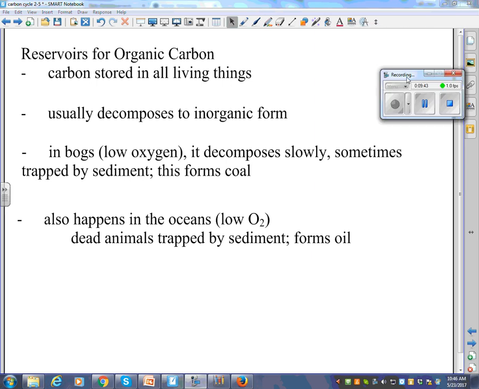Okay, so carbon is stored in all living things, and usually decomposes into inorganic form in bogs, like when you go up to Clear Lake. There's low oxygen, it decomposes slowly, sometimes trapped in sediment. This is what forms coal, when there's low oxygen. It forms peat. Peat is like the precursor, the initial part to coal. It also happens in the oceans, where there's low oxygen, dead animals trapped by sediment, this forms oil. So different things create different fuels, and different conditions. It's very complex. Having said that, the whole concept is relatively straightforward. We're pumping too much carbon into the atmosphere. It ain't right.